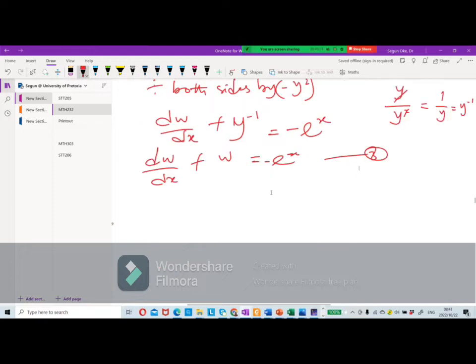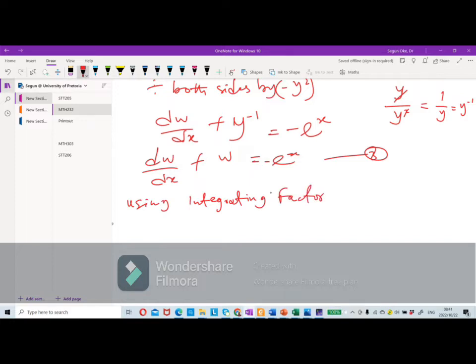Now that we have equation 3, who can tell us what to do here? That's the question I was asking you the other time when I stopped for the proving. What you need to do here is to use the integrating factor. We know the integrating factor formula to be what? Who can remind us? e raised to power integral of P(x) dx.